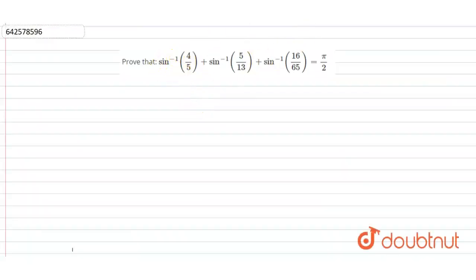In this question, we need to find out sine inverse of 4 by 5 plus sine inverse of 5 by 13 plus sine inverse of 16 by 65 equals pi by 2. Okay, so before starting the solution for this particular question, we need to discuss a little bit.